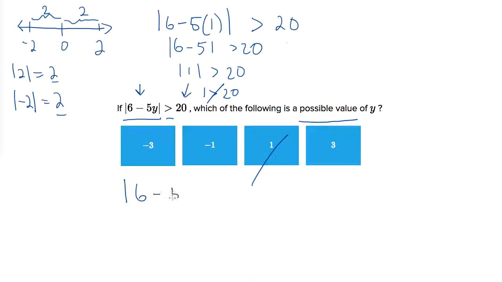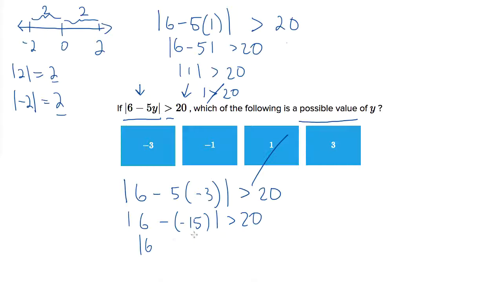Absolute value of 6 minus 5 times -3 greater than 20. Let's find out. So that would give us 6 minus -15 greater than 20. So that would actually be 6, 2 negatives make a positive. So that would actually be 6 plus 15, absolute value of 6 plus 15, which would be the absolute value of 21. And 21 is greater than 20.